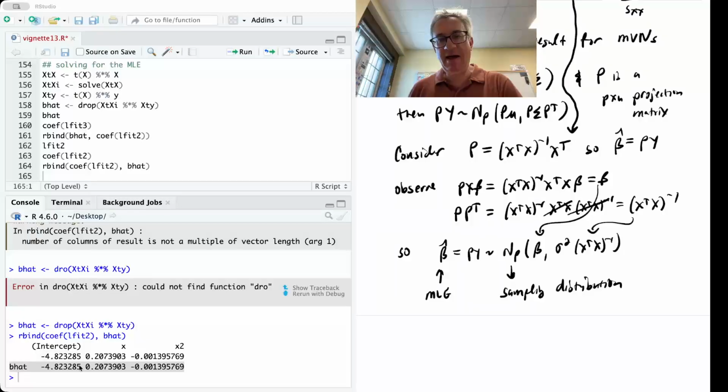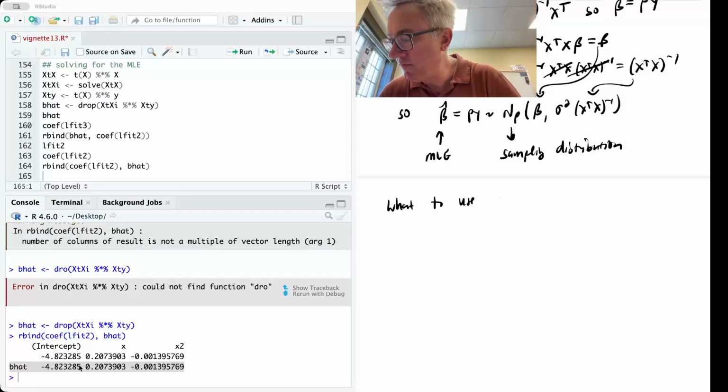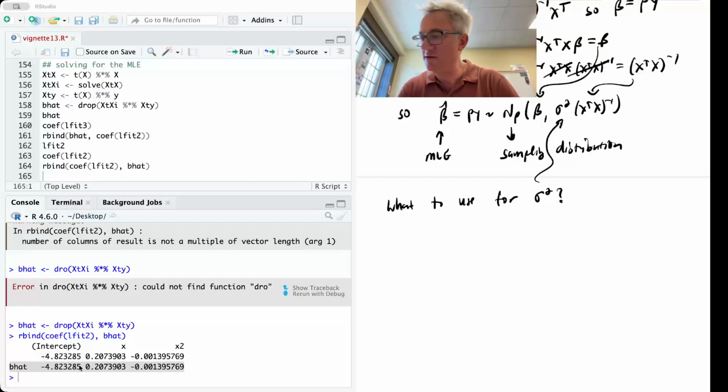Okay, so the last ingredient that I need before I can use this important result and show you what you get from it, I need to talk about what to use for sigma squared, right? Because we have a sigma squared in the sampling distribution, and we don't know it. And remember, if we can estimate it and find its distribution, and if it's an inverse chi-squared, then we can use a student t sampling distribution. So let's write out the likelihood again, but plug in the estimate of beta, so this is the log likelihood, and view it as a function of sigma squared.